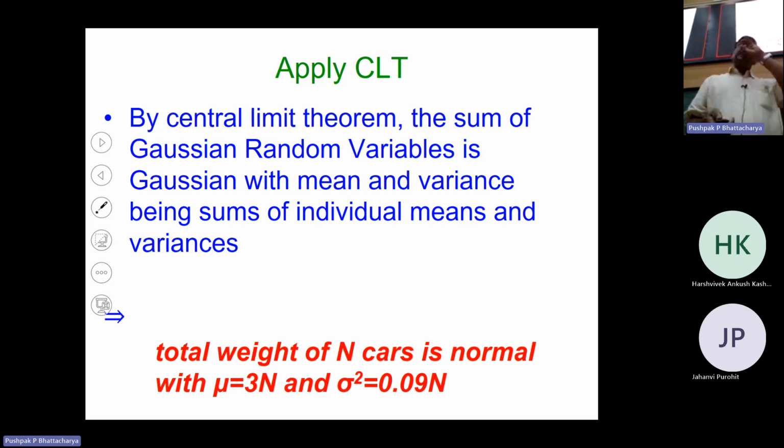Will it hold if they are not independent? Yeah, the sum of expectations is the expectation of sums, that requires independence. Okay. So this I'll have to verify. Yes, they are independent, like the cars' weights are independent of each other.